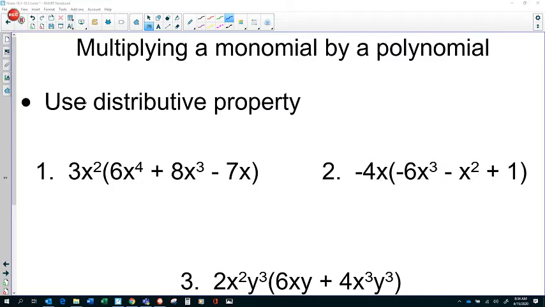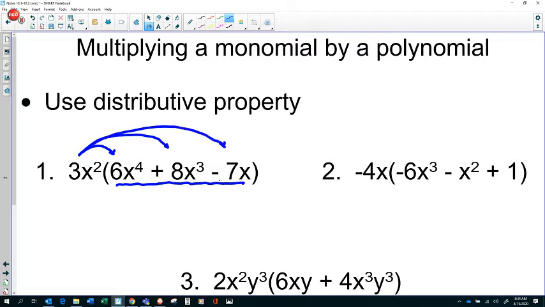Now we're moving on to multiplying a polynomial by a monomial. Monomial meaning 1 term. Polynomial, again, separated by adding and subtracting signs. This is a polynomial, 3 terms, 1, 2, 3, and this is a monomial. Again, doing the same thing, but we're using the distributive property. We're going to multiply this times this, then that times that, and then this times this.